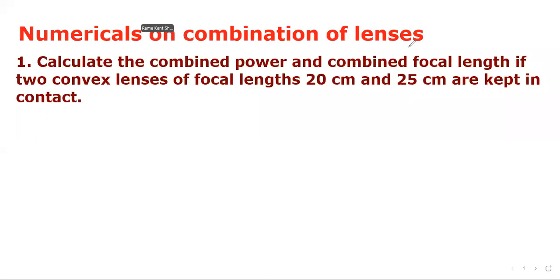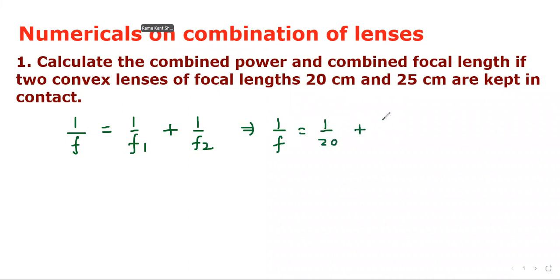Numericals on combination of lenses. Question number one. Calculate the combined power and combined focal length if two convex lenses of focal length 20 centimeter and 25 centimeter are kept in contact. So the formula for combined focal length is 1 upon f equal to 1 upon f1 plus 1 upon f2. So 1 upon f will be 1 upon 20 plus 1 upon 25.